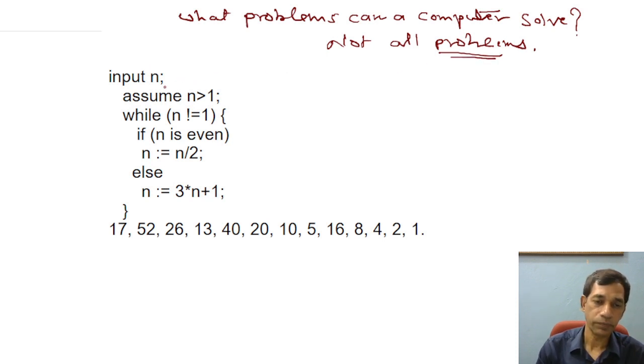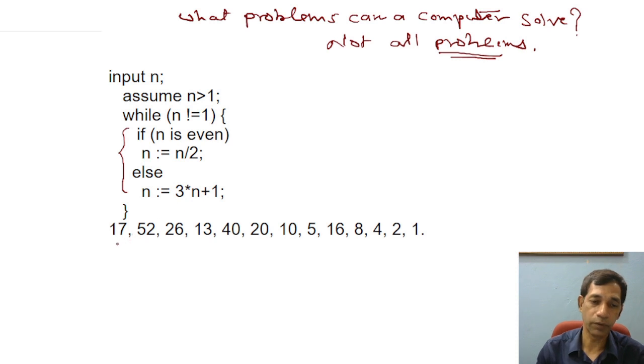Consider this very simple C program. The input n is an integer, and we assume that n is greater than 1. We have the control part here: while n is not equal to 1, whenever this condition is true, you enter the body of the loop. In the body, you check whether n is even or not. If it is even, you divide it by 2. If it is odd, you multiply the number by 3 and add 1, 3 into n plus 1, and then the loop goes on.